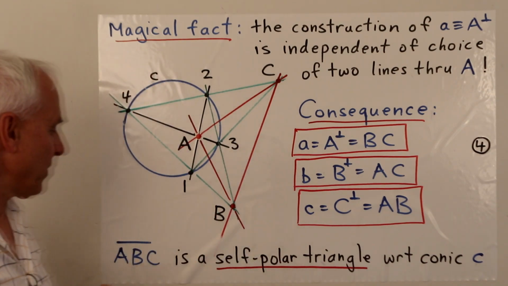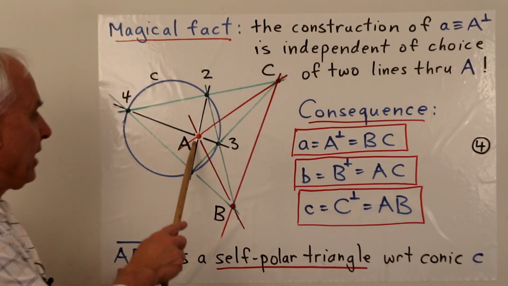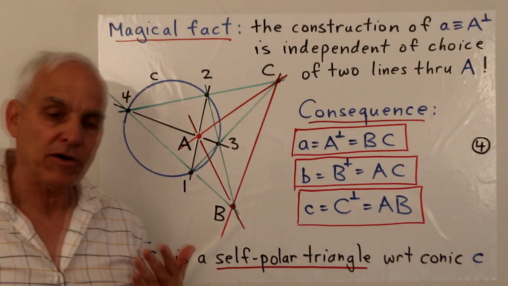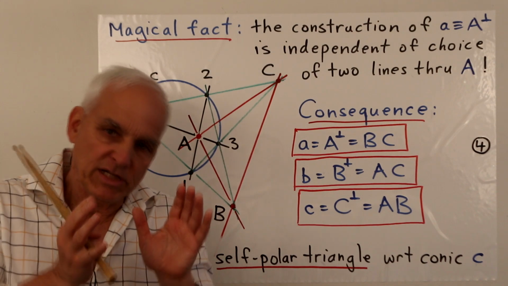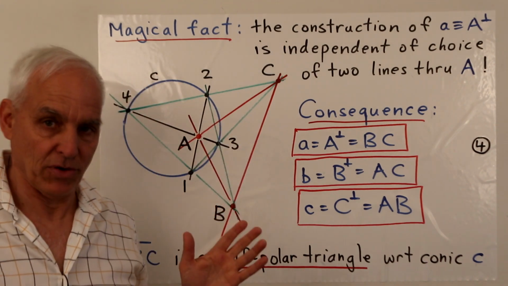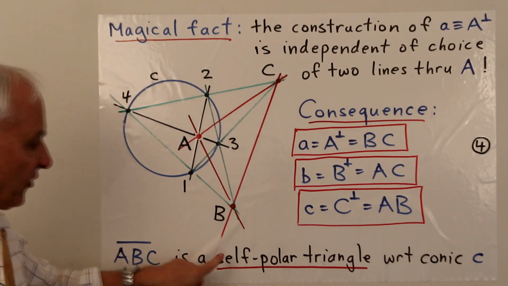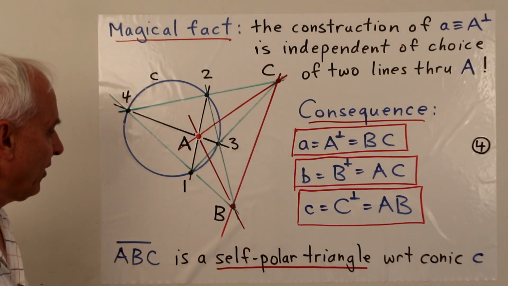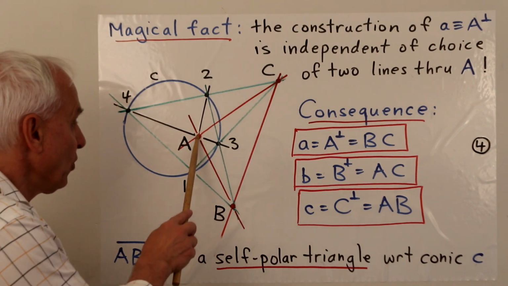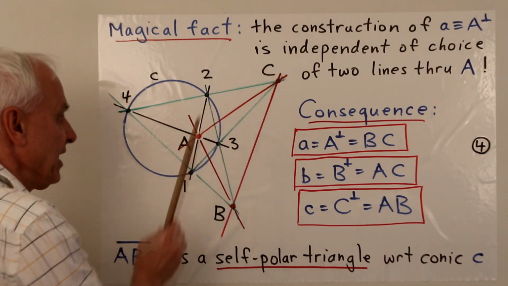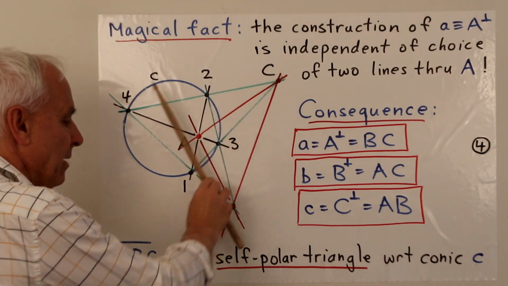Okay, so this triangle ABC has a very pleasant property: with respect to the conic that we're starting with, the conic C, which is a circle in this case, this is a self-polar triangle. What does that mean? It means that the dual of A is BC, the dual of B is AC, and the dual of C is AB.